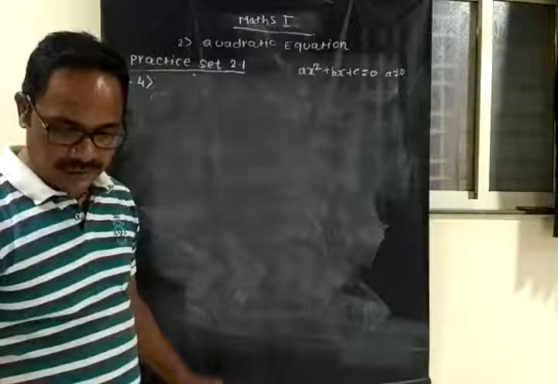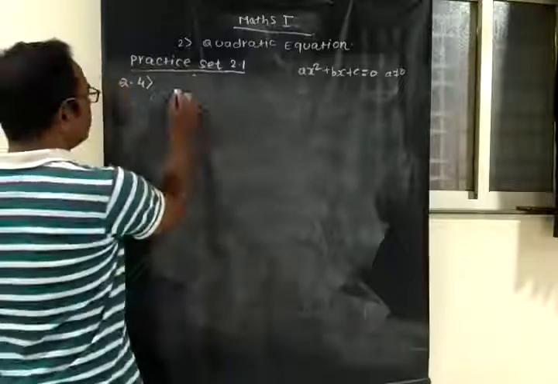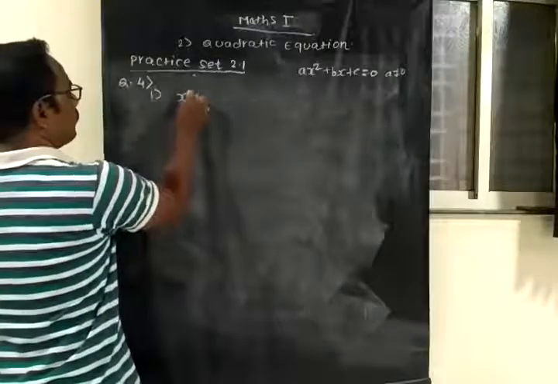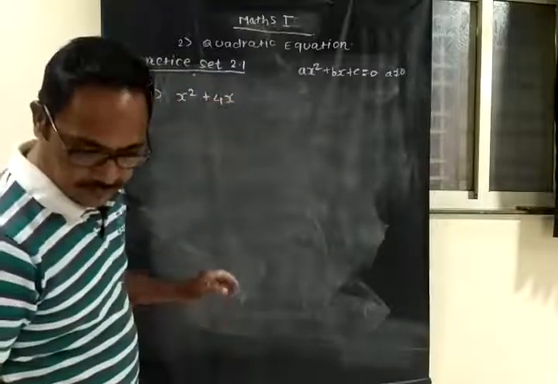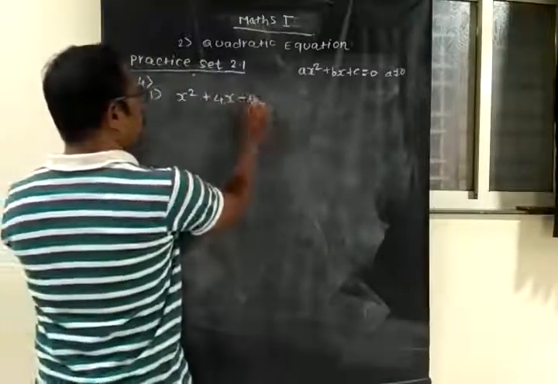Our first equation is x square plus 4x minus 5 is equal to 0.